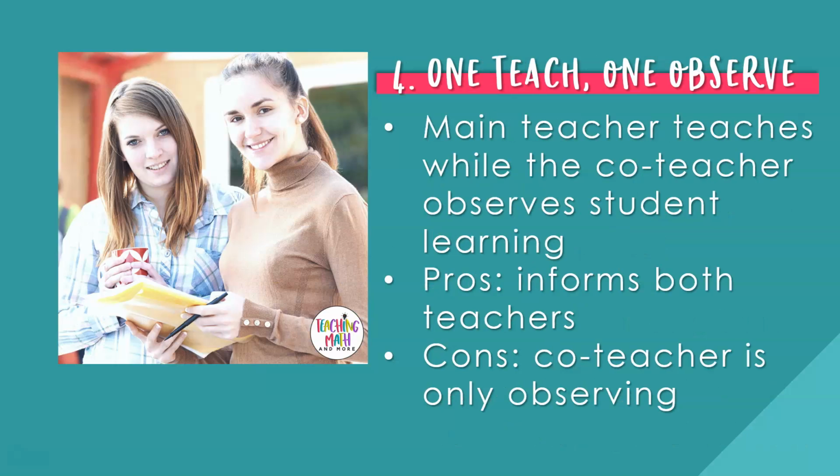Co-teaching strategy number 4, one teach, one observe. One teacher acts as the main teacher while the other gathers specific observational information on student learning, such as students' academic, behavioral, and social skills while in the classroom. Pros to this strategy are it informs both teachers of issues that may be ongoing. Cons to this strategy are it does not allow for the observing teacher to do much else besides observe. It should also be noted that this strategy is only meant to be used occasionally, not every day.